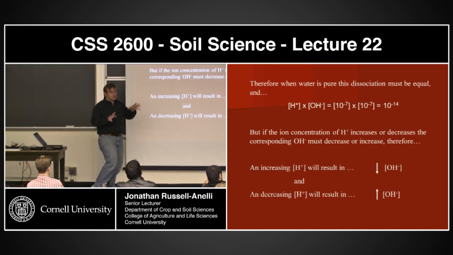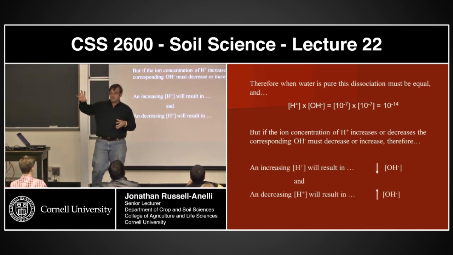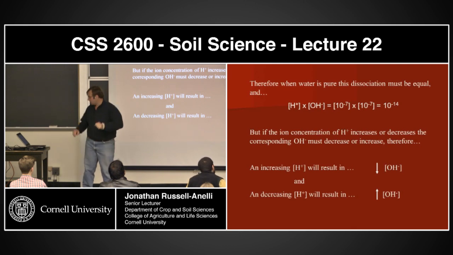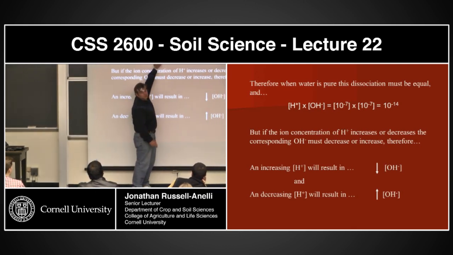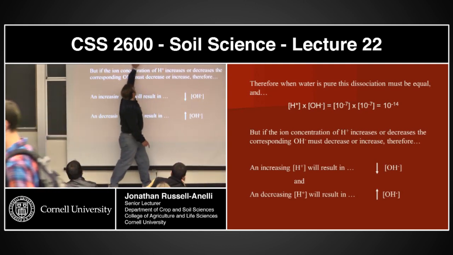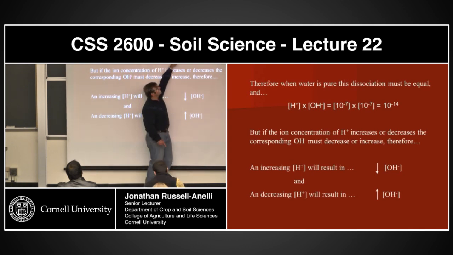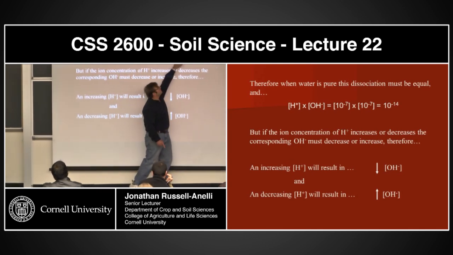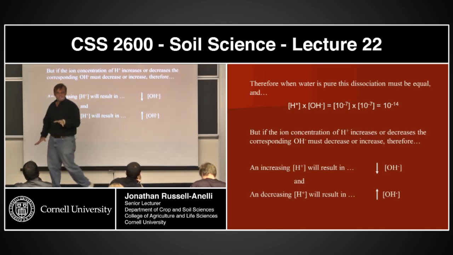Therefore, when water is pure, this dissociation is equal. There's going to be an equal part of protons to hydroxide. Okay, so this dissociation right here of protons to hydroxide are going to be the same. So the concentration of protons is going to be 10 to the negative 7th. The concentration of hydroxide is going to be 10 to the negative 7th. When you multiply the two of them together, you get that constant of 10 to the minus 14th. Right? Does that make sense to everybody?